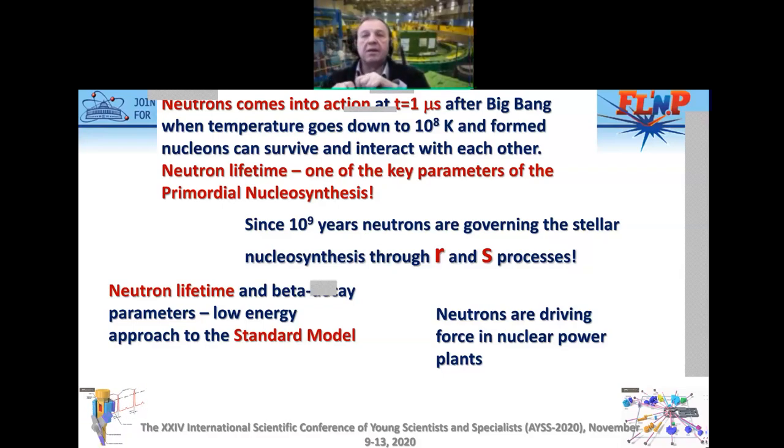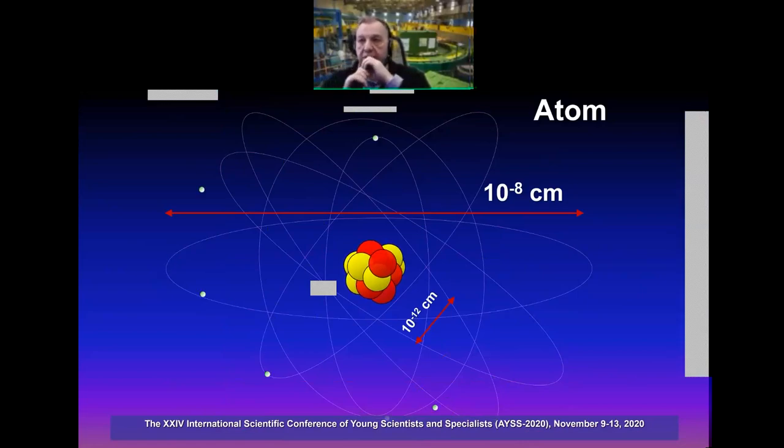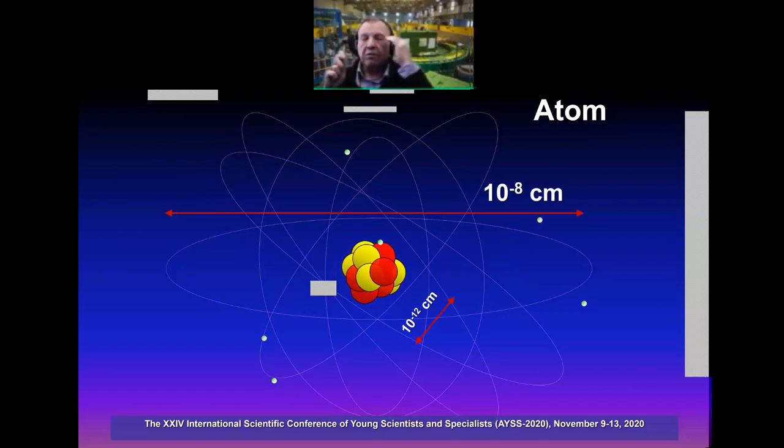Coming closer to the Earth and to our ordinary life, neutrons are driving forces in the nuclear power plants, which are producing approximately 20-25% of the total electricity on the Earth used by humankind. And also neutrons are the driving force in the nuclear weapons, which have been developed in the 40s, 50s of the last century, and play a very important role in the modern life of humankind. So neutrons are everywhere, and they are very important, and we are lucky that we have such a laboratory in the structure of the Joint Institute, which helps us to work with neutrons wherever we can.